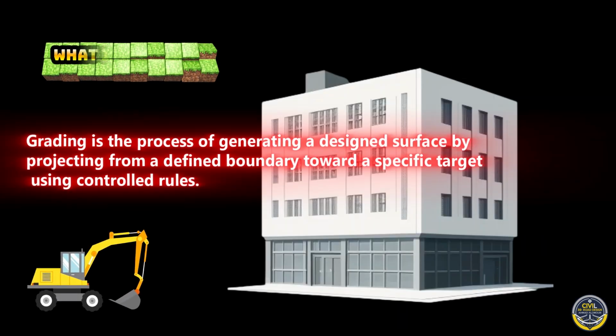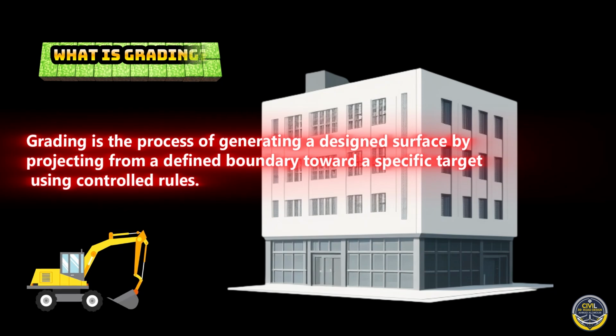What is grading? In civil engineering, grading refers to the process of shaping the ground surface to meet the specific design requirements. This includes creating slopes, leveling areas, connecting road to terrain, and ensuring proper drainage. In Civil 3D, grading is the process of generating a designed surface by projection from a defined boundary toward a specific target using controlled rules. This means grading is not just drawing lines or slopes, it is a system that calculates how the surface should be formed based on the design criteria.